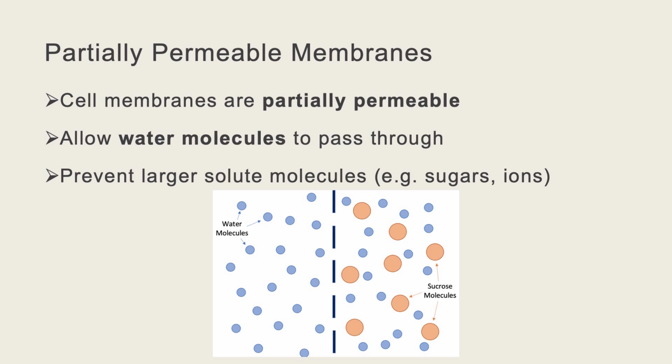Besides that, osmosis occurs across partially permeable membranes such as cell membranes. These membranes allow only small-sized particles such as water molecules to pass through but restrict the movement of larger solute molecules such as sugars and ions.